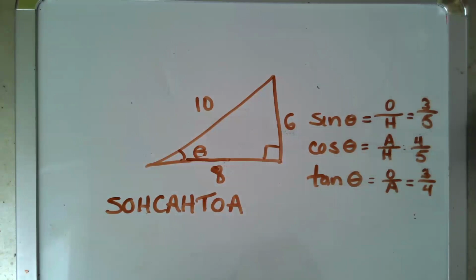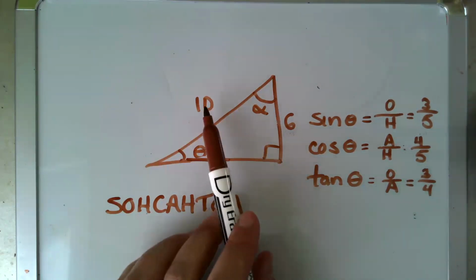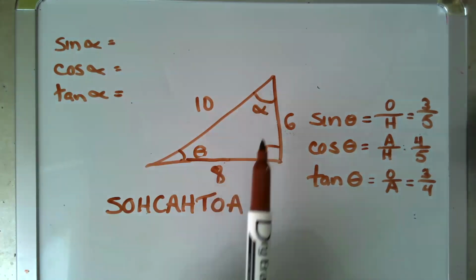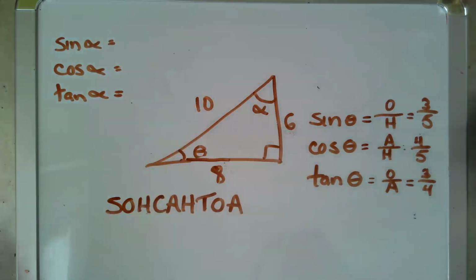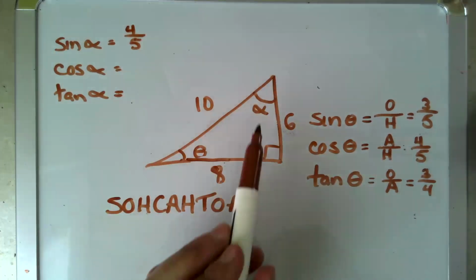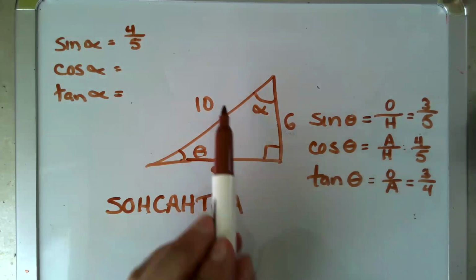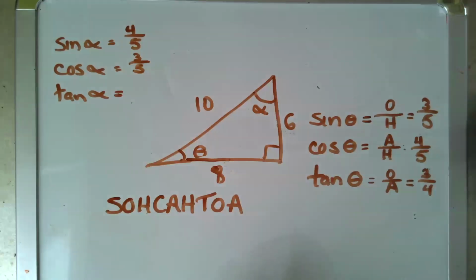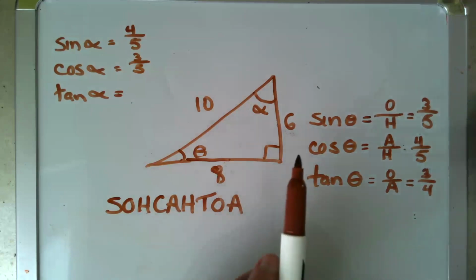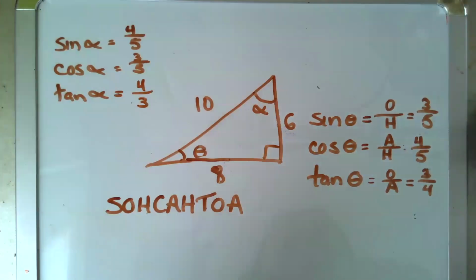Now, what I want to show you is that if you change your angle, so let's say we're now going to work with this angle, then our opposites and our adjacents are going to switch. Our hypotenuse will stay the same. So the sine of this angle, this is now my opposite, 8 over 10, which reduces to 4/5. My cosine, my adjacent over hypotenuse, 6 over 10, which reduces to 3/5. And then my tangent, my opposite over my adjacent, 8 over 6, which reduces to 4/3.